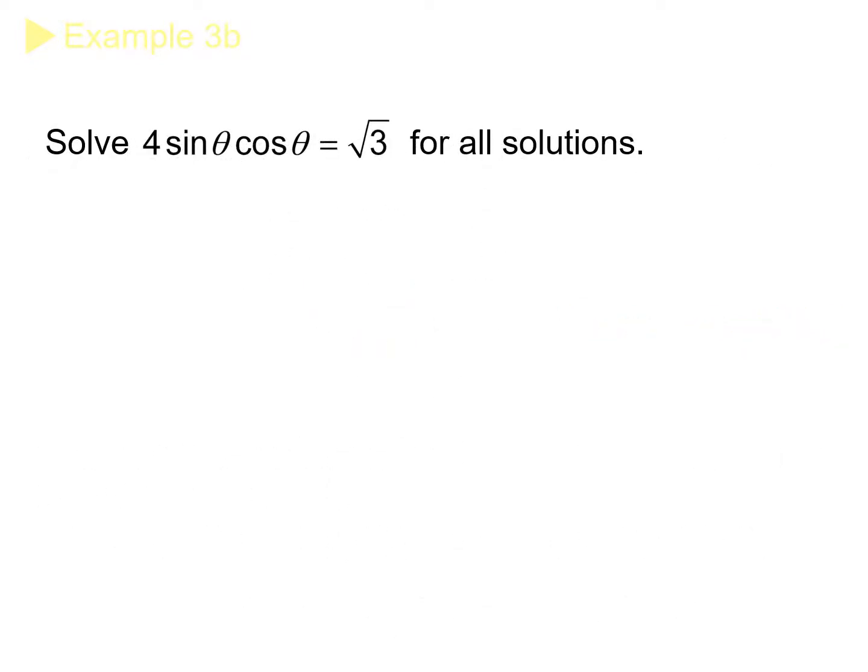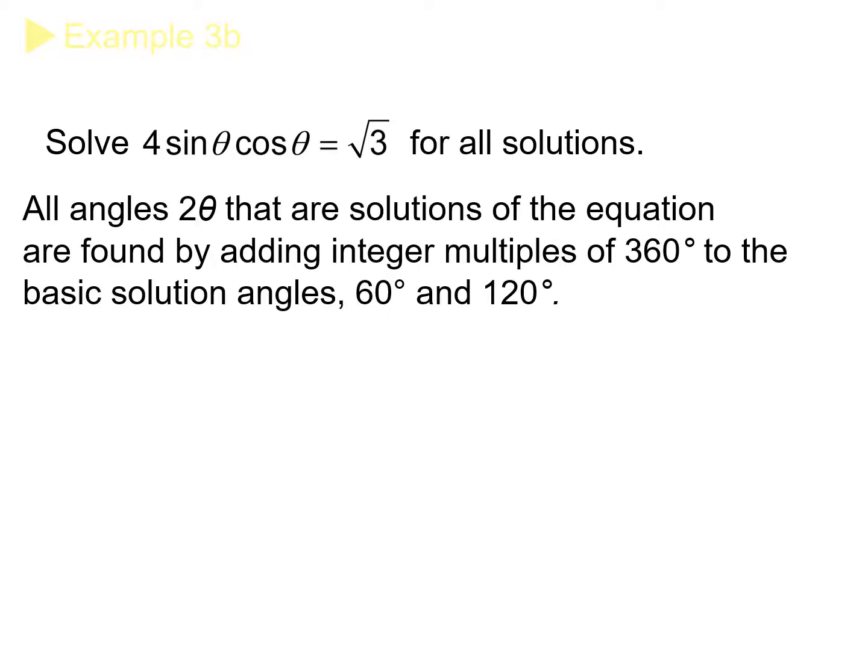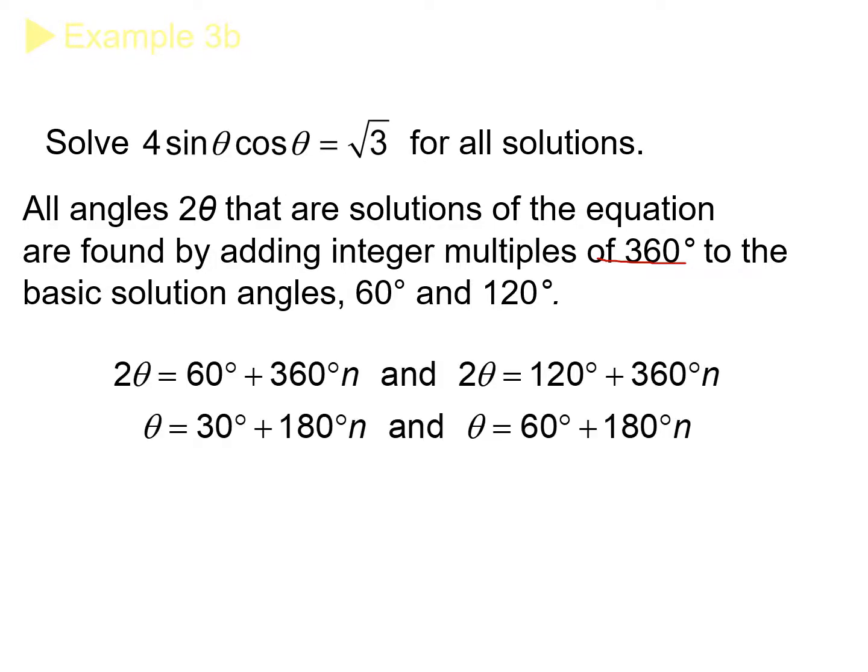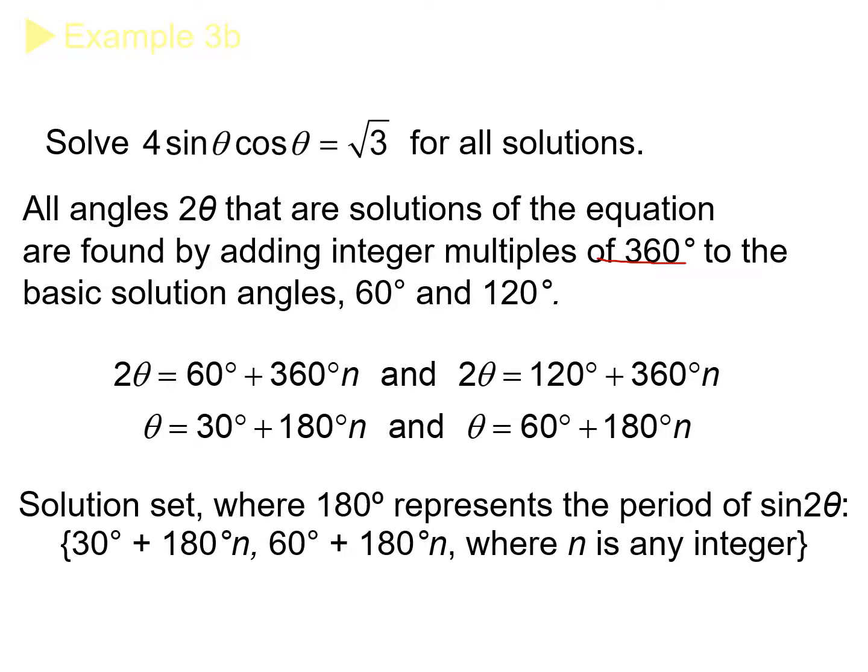Now, if I wanted to solve 4 sine theta cosine theta is equal to root 3 for all solutions, then I realize that all angles theta are a solution of the equation by adding integer multiples of 360 to the basic solutions of 60 or 120. So 2 theta is equal to 60 plus 360n, and 2 theta is equal to 120 plus 360n. Divide both sides through by 2, and I get a solution set of 30 plus 180n and 60 plus 180n, where n is any integer.